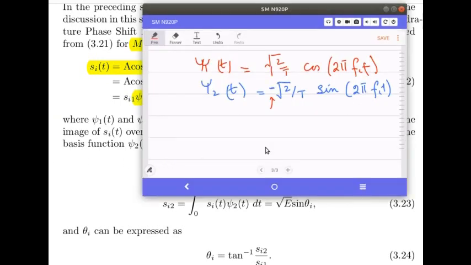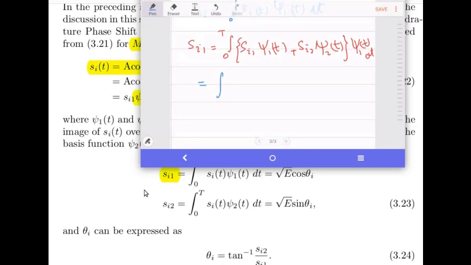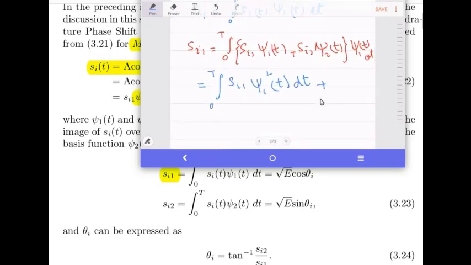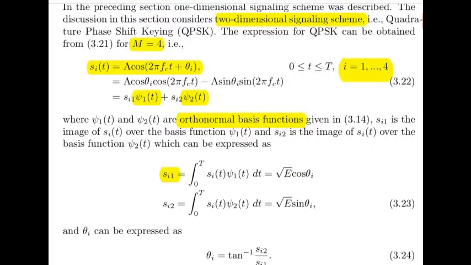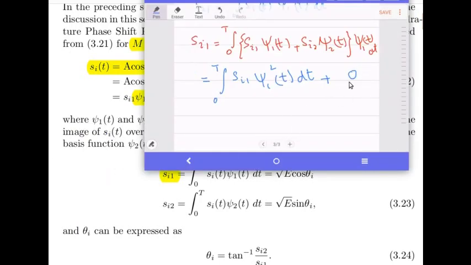So if I solve this equation, the first integral is psi1 square of t dt, plus the second integral. That second integral would give you 0, because psi1 and psi2 are orthogonal. If you multiply and integrate them, you will get 0. So I will not solve this integral; you will get a 0 here.